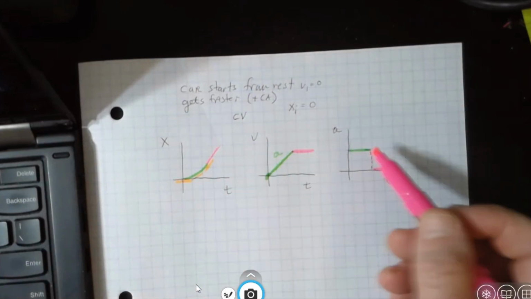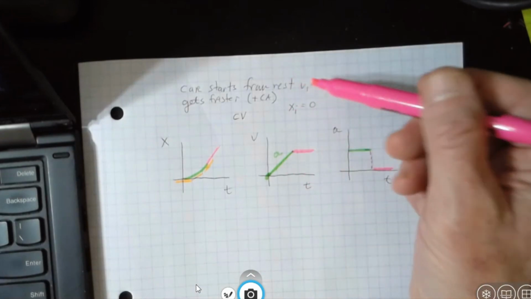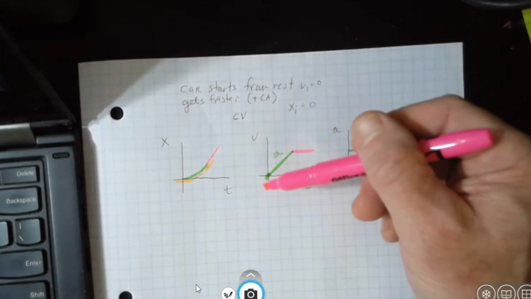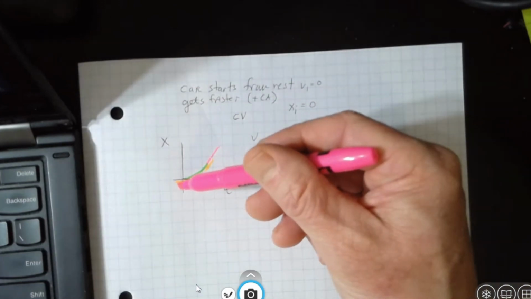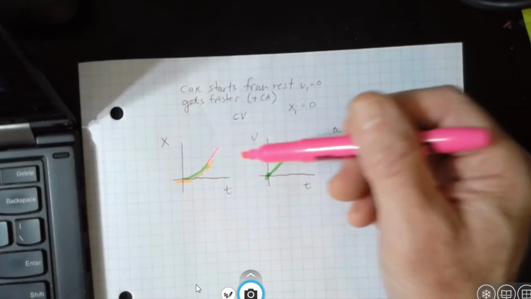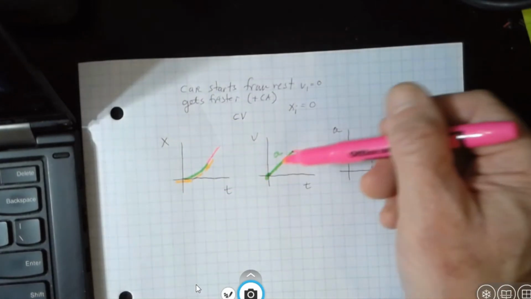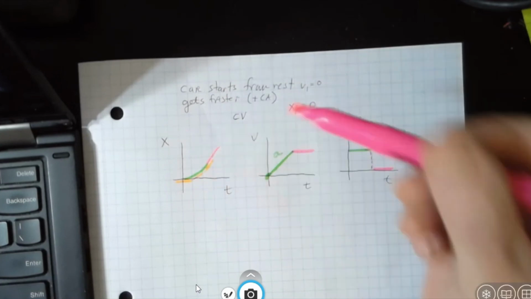So the combination of these graphs is telling us that the car starts from rest, okay, initial velocity of 0, starts at a reference point, initial x sub i is 0, the object is getting faster, okay, there's our parabola, and then the object stays at a constant velocity.